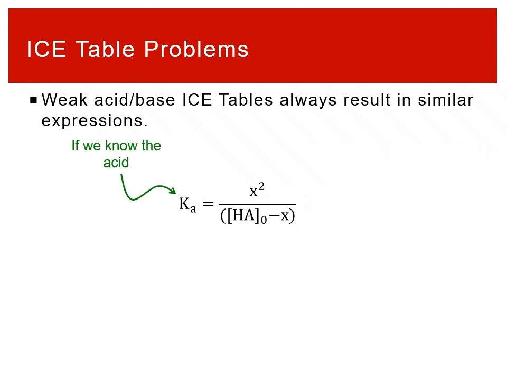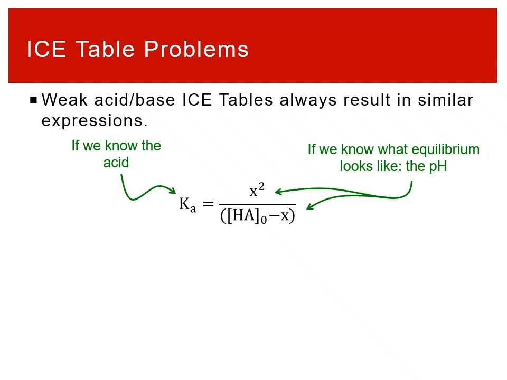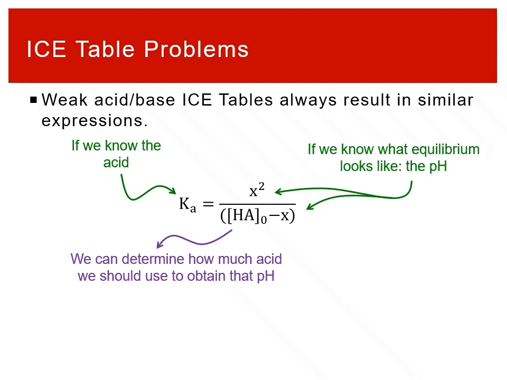Finally, if we know the acid, and we know what equilibrium looks like, right? What the pH is going to be at equilibrium, then we can determine how much acid we need to use to obtain that pH. This is along the lines of what is the recipe? You're going to use a certain acid and you want to have a certain pH. Well, what sort of concentration of acid do you need to start with?